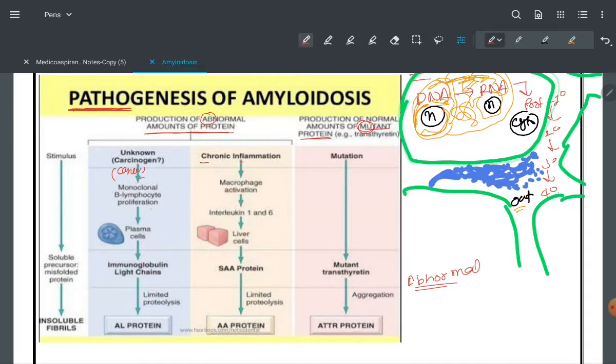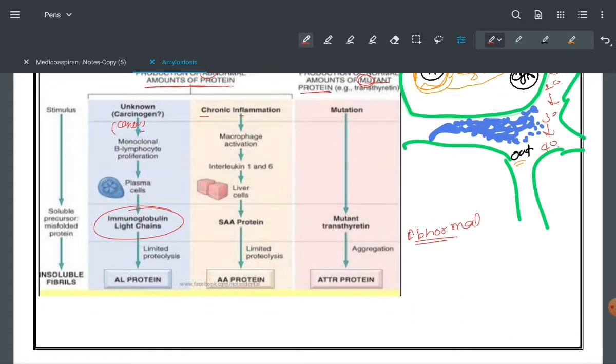Monoclonal B lymphocyte proliferation, this I will cover in microbiology. And further it goes to the immunoglobulin light chain. Actually it is simply like Ig bodies, we will study in immunology. And further it forms the AL protein, where L stands for the light chain. Okay, that is the insoluble fibrils. Fibrils mean the protein is just a product.